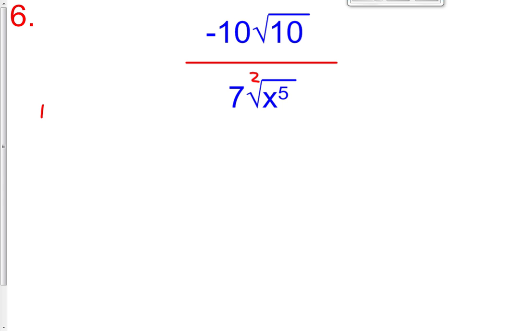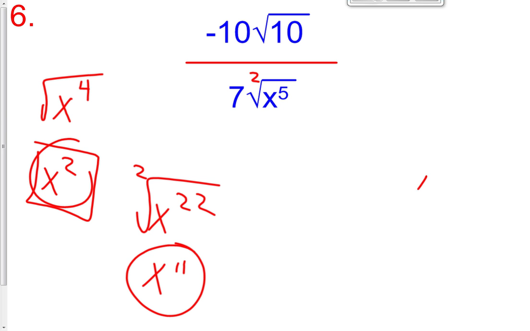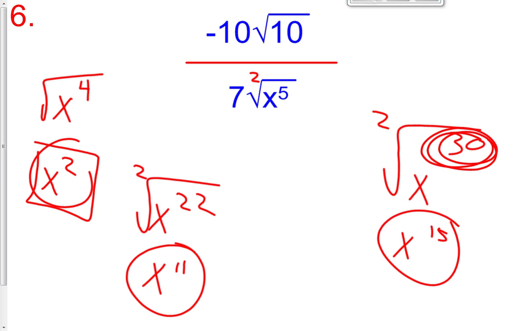Here's what I mean by that. Don't write this down. If I have x to the fourth, what's the square root of x to the fourth? It's x squared. And now I have a rational answer in x squared. If I had x to the 22nd, the square root of that, I divide it by 2 and I get x to the 11th. If I have x to the 30th power, the square root of that, well, I simply divide my exponent by my index, and I get x to the 15th. So as long as my exponent is even, I can always divide it by 2 and get a rational number.